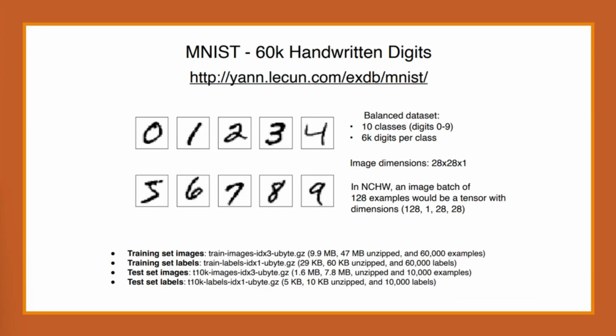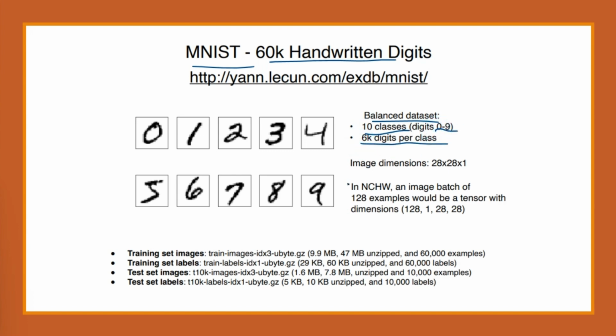So for this, we will consider a relatively simple dataset, the MNIST dataset. We've talked about this before as well. There are 60,000 handwritten digits in the training set, and it's a nice and balanced data set. Balanced means that there's the same number of training examples per class. So in this case, we have 10 classes, the handwritten digits 0 to 9, and there are 6,000 digits per class.